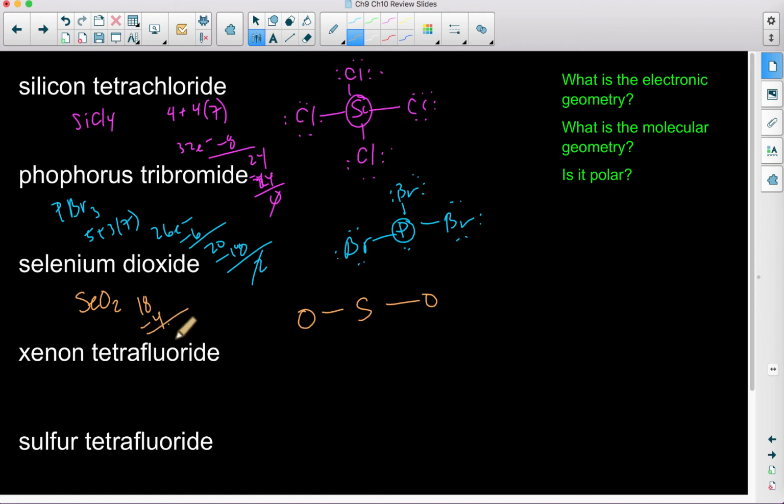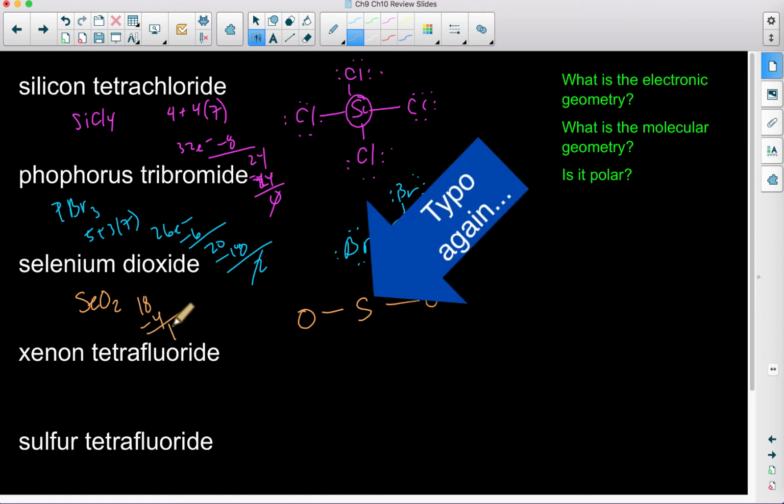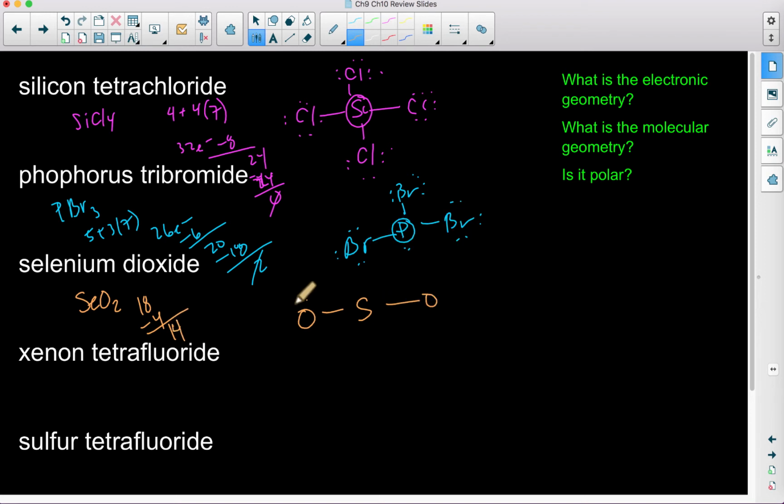Minus 4 for bonding leaves us with 14. 1, 2, 3, 4, 5, 6. 1, 2, 3, 4, 5, 6. So minus 12 leaves us with 2. We've used all of our electrons.